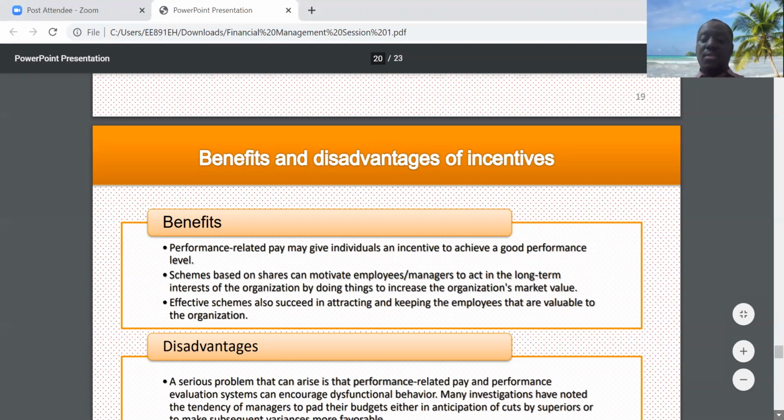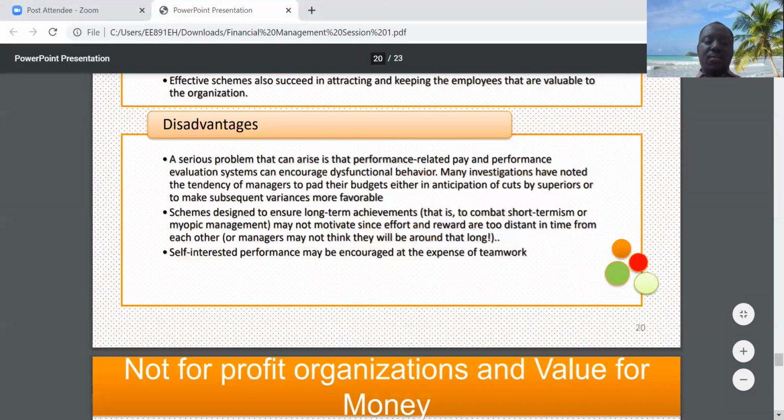People change jobs because of incentives. Then what are the disadvantages? It can result in dysfunctional behavior. What do I mean?